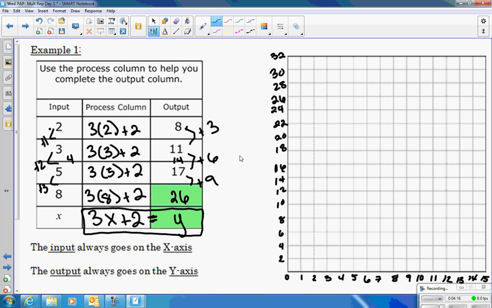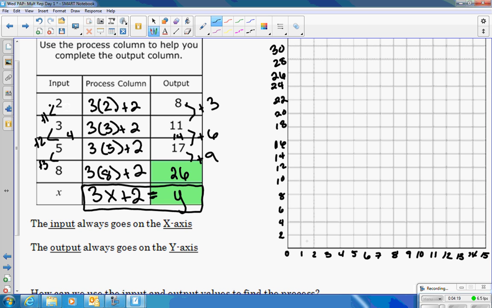Now we always do want to label our x and y axis. Our x-axis in this case is just the input, but eventually you might have something different. Oops, I misspelled that. So this is our input, and this is our output. And then you just graph your points. So when I was at 2 for a term number, that was at 8. When I was at 3 for a term number, that was at 11, which will be halfway between 10 and 12. And 5 was 17.